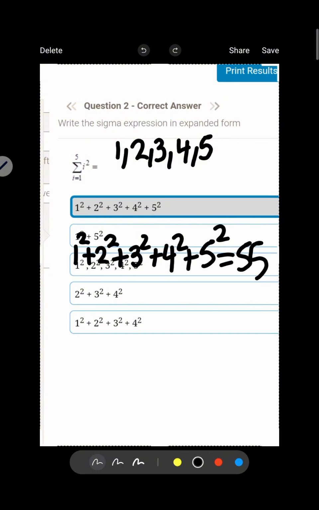In the calculator, you can also do this. You do shift log and then you fill those in. When you fill those in, they're going to give you 55. They're not going to give you this. They're only going to give you 55.